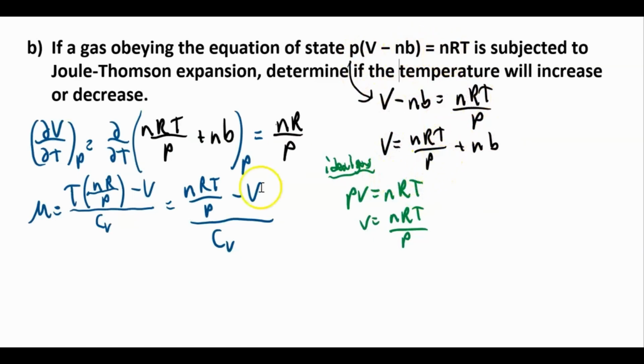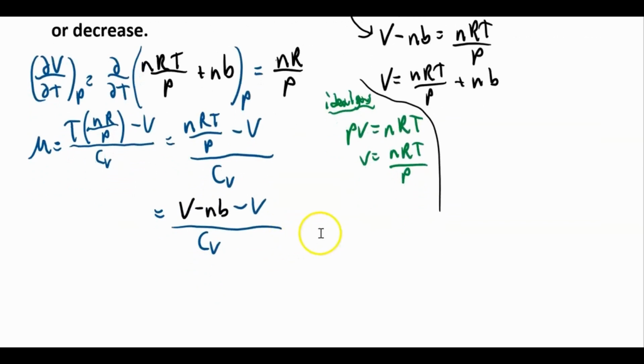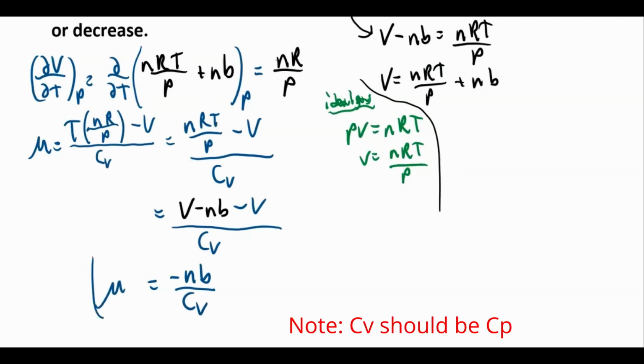And nRT over P, if we were to solve that, what is nRT over P? Well, we already did it. nRT over P equals V minus nb. So we're going to substitute that in. nRT over P, that's this, so that equals V minus nb, minus V, over Cp mu. Okay, well, V minus V is 0, so this is negative nb over Cp, mu.